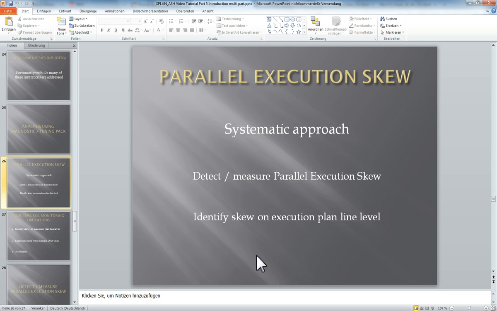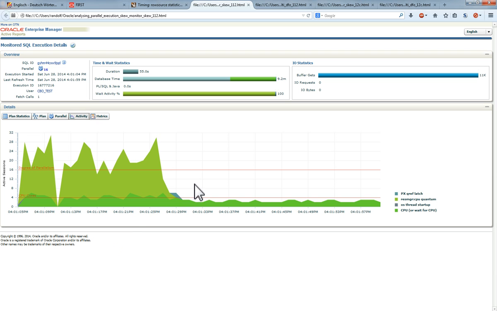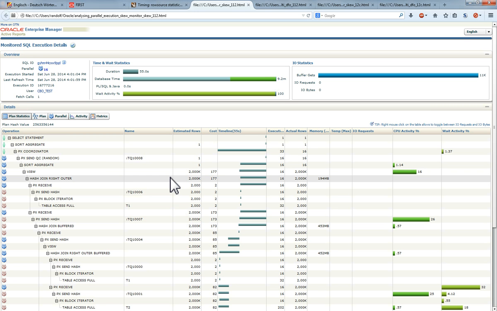Now let's turn to the second part, where we want to understand on execution plan line level where the skew happens and which operations are involved and so on. And that's a point where, at least for version 11.2, we really have a problem with real-time SQL monitoring, because of all the ways you can look at the data provided by real-time SQL monitoring, there is simply no reasonable measure that tells you which operations on execution plan line level might be causing the problem or might be affected by the problem.